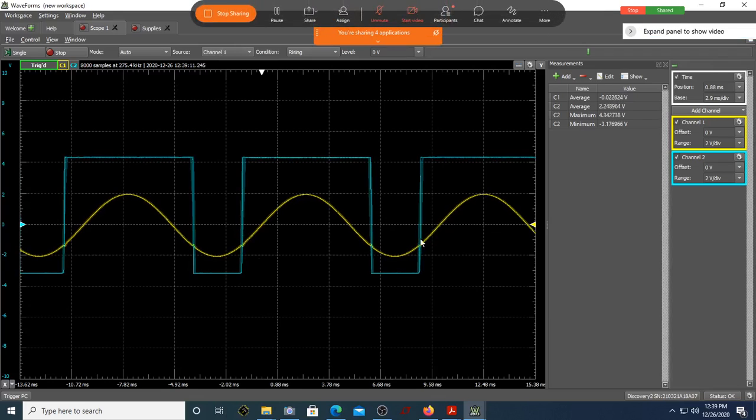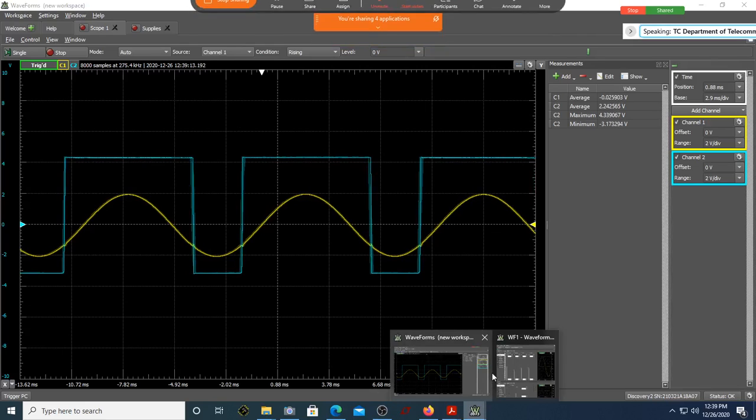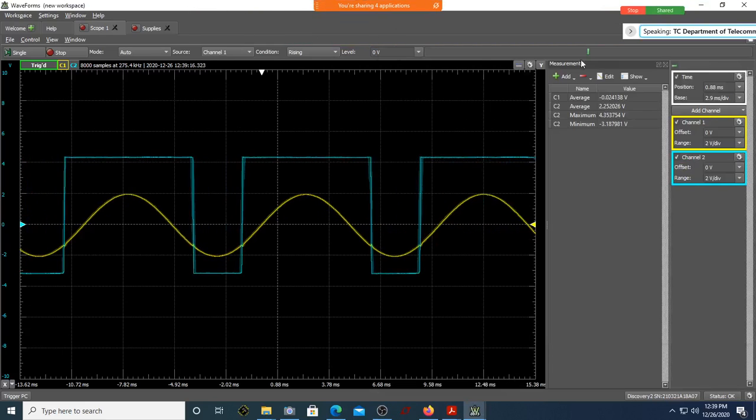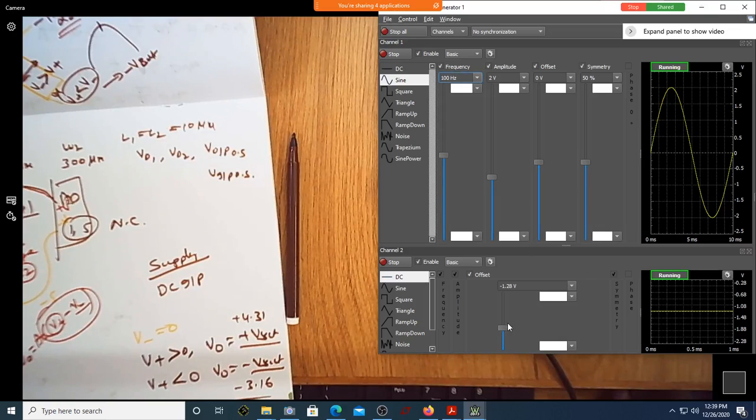Now tell me what happens if I do this change. I will just, for the time being, close this. I'll make this... What is the expected output? Anyone? This is a sine wave. It's at V plus. This is at V minus. Can you see this is 4 volt?